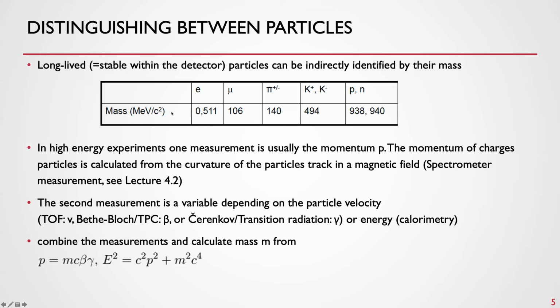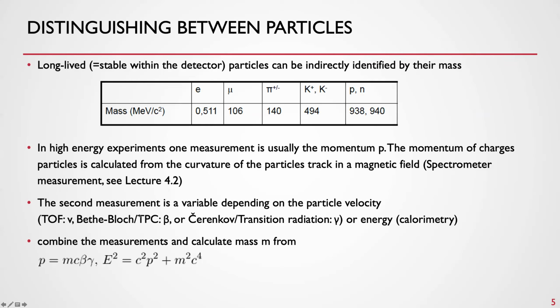So how can it be done in principle? In high energy experiments, one of the measurements that's always done is the momentum. So let's assume we have a momentum measurement of a charged particle, for example, from a tracking measurement. The momentum of the charged particles is derived from the curvature of the particle's track in the magnetic field, which we've discussed in lecture 4. Now we need a second measurement to calculate the mass. A second measurement is a variable that needs to depend on the particle velocity. And if we want to measure the velocity of a particle, we can measure the time of flight. The time of flight of a particle will give us the velocity.